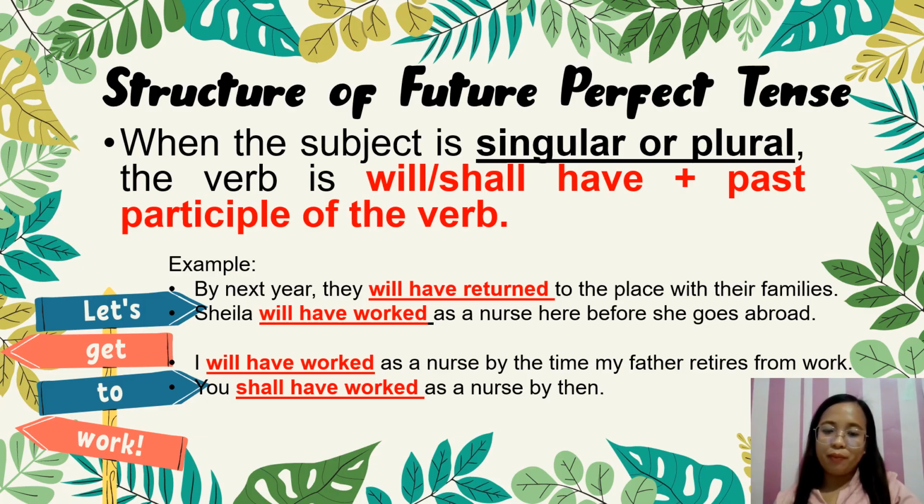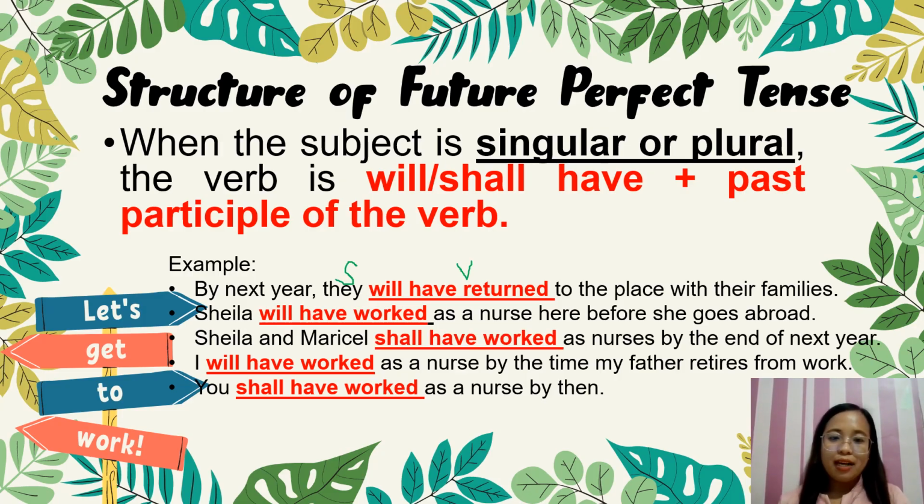Example. By next year, they will have returned to the place with their families. Ayan. So, ang subject natin is they, and the verb is will have returned. Next example, Sheila will have worked as a nurse here before she goes abroad. Ayan. So, Sheila is the subject and verb is will have worked.